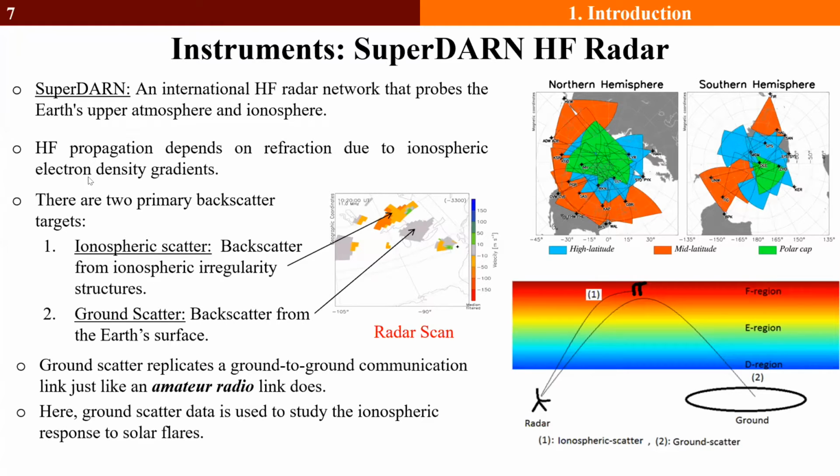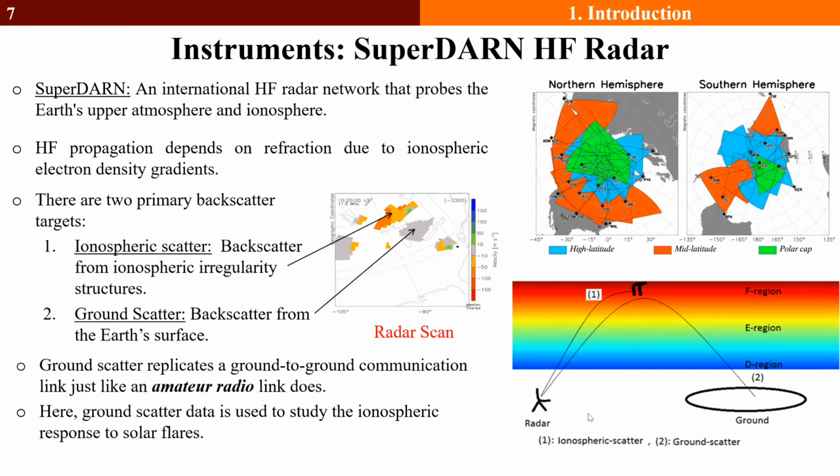For HF, there are two primary backscatter targets. One is known as ionospheric scatter, and the second one is known as ground scatter. Here is an example of a radar scan from the Blackstone radar. It shows both the ionospheric scatter and the ground scatter. Ionospheric scatter is the scatter coming back from ionospheric irregularities, whereas ground scatter is the backscatter from the ground surface of the Earth itself.